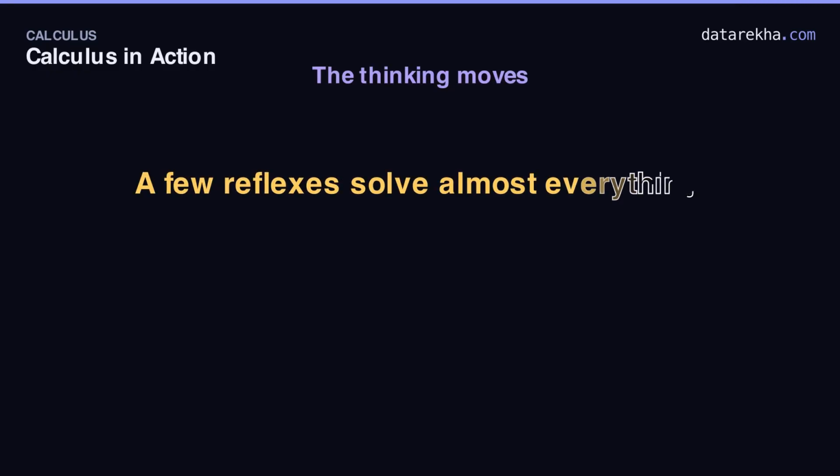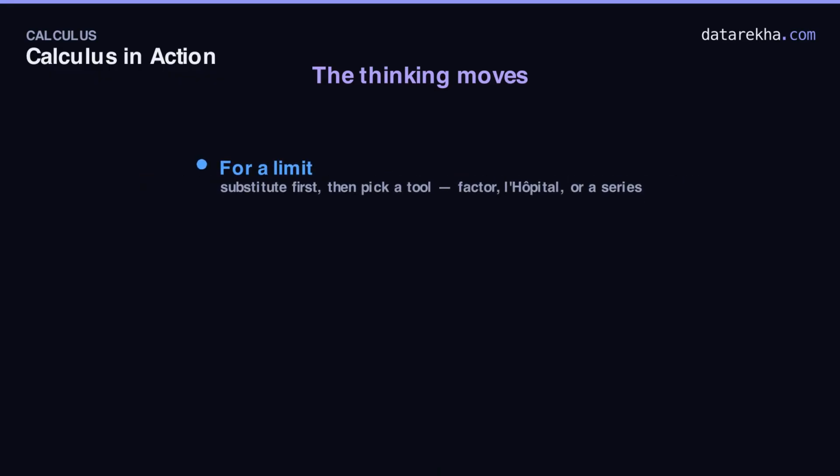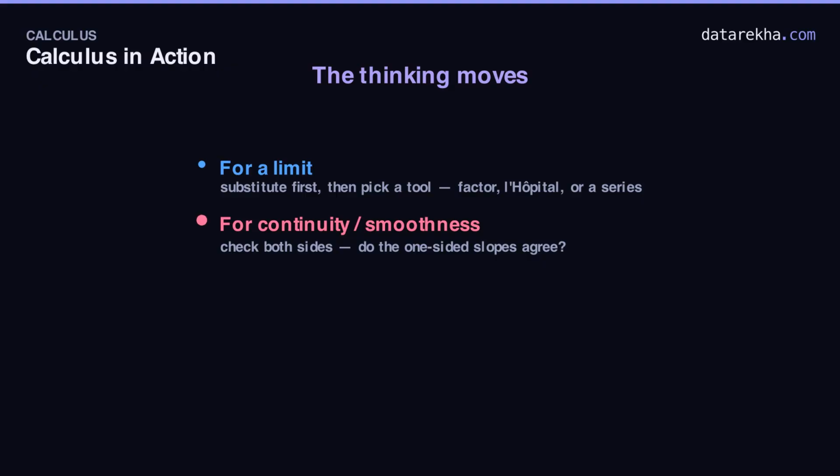Step back, and every problem today used one of a small handful of moves. These are the reflexes. The whole calculus toolbox was really teaching. Keep them close. For any limit, always substitute first. If it's a clean number, you're done. Only when you hit 0 over 0 do you choose a weapon: factoring, L'Hopital, or a Taylor series. For continuity or smoothness at a suspicious point, check both sides. If the one-sided values or slopes disagree, there's a break or a corner. Exactly the x times absolute x trap.